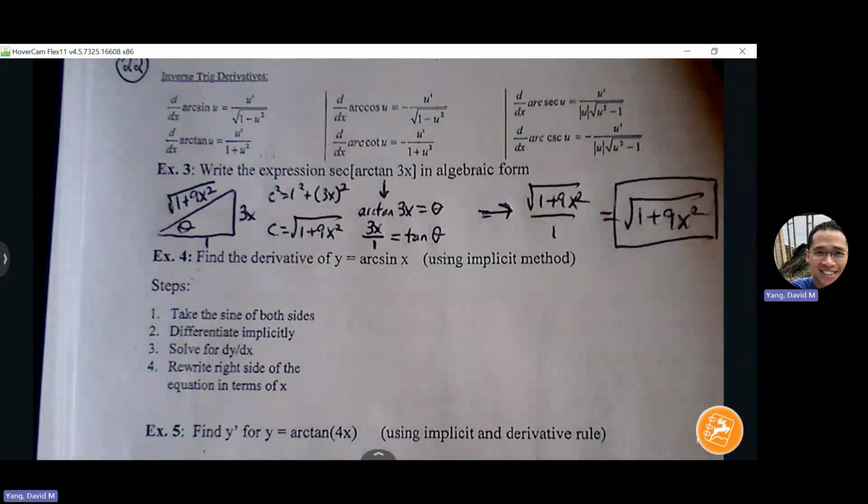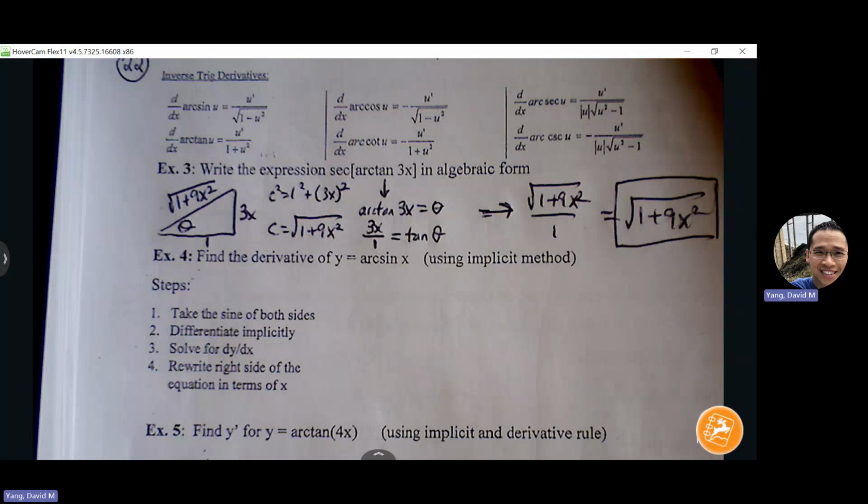Is there going to be any application problems for this stuff? No, it's just pure derivatives. Product, chain, quotient rule, that type of thing.